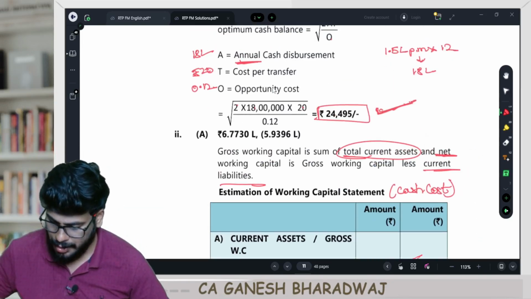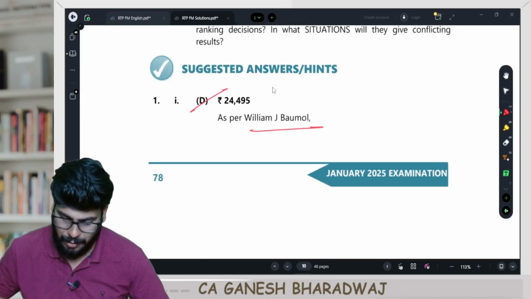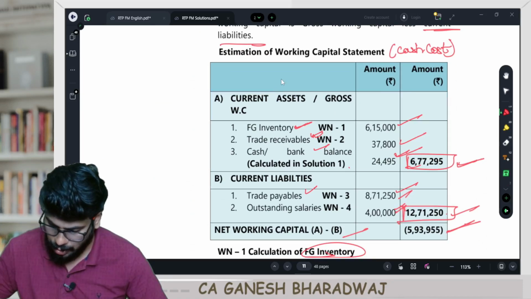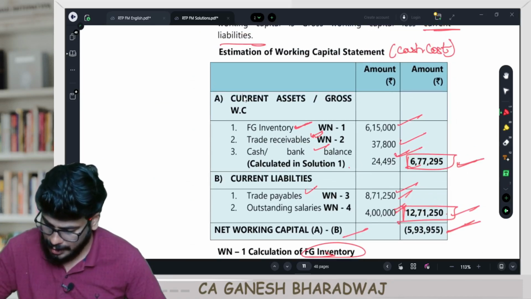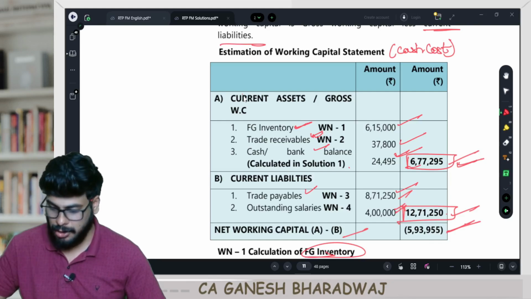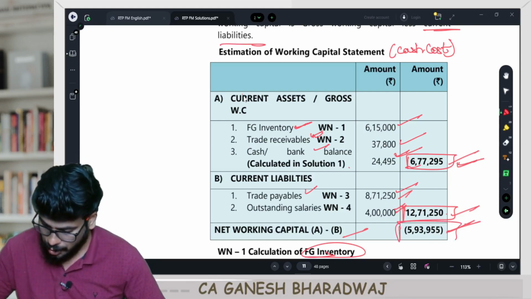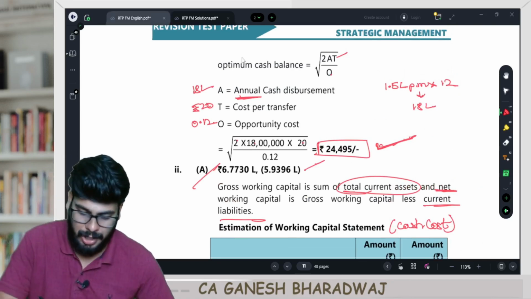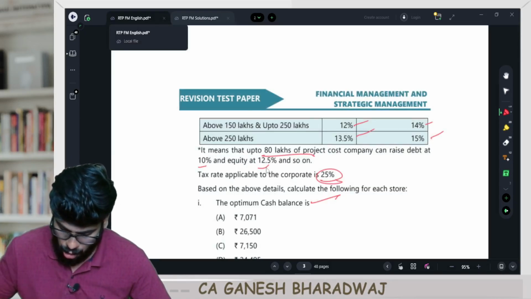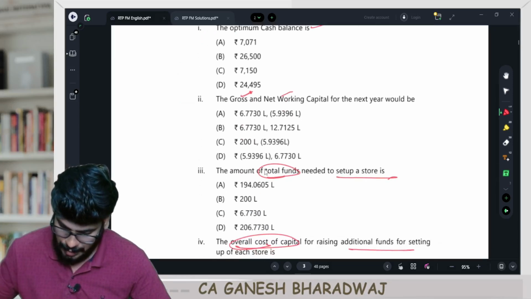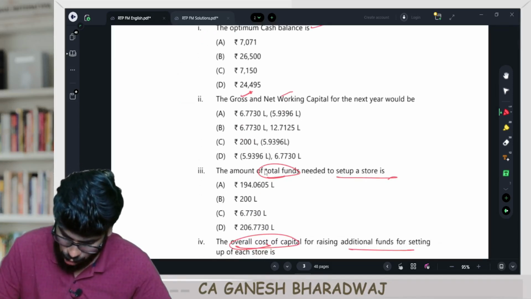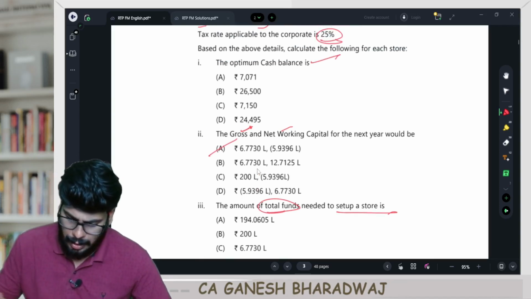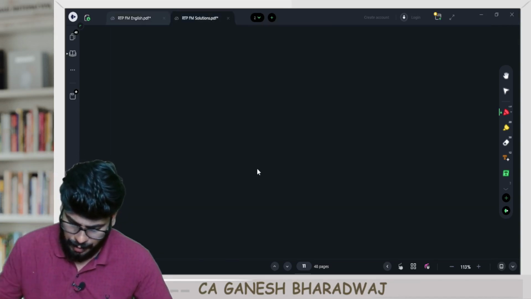So finally, what is going to be your answer here? The answer is going to be option A. Your gross working capital, that is the total current assets, is going to be 6,77,295, and the net working capital is going to be negative 5,93,955. That's what is being mentioned here. Look at this. So it's going to be option number A. Are you clear with this? Fine. So that's about the first two parts of the question.